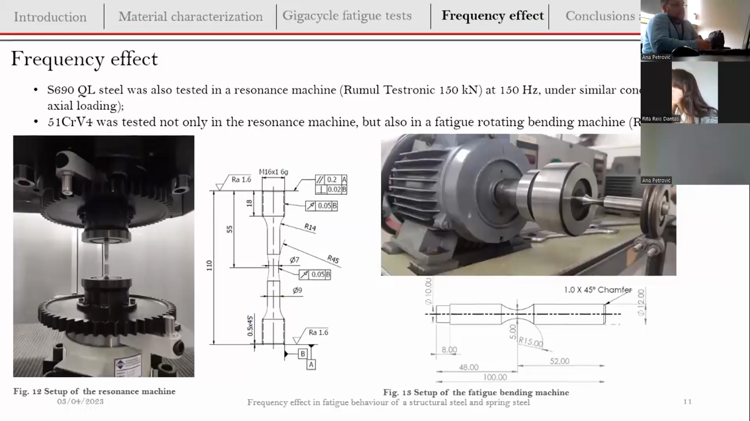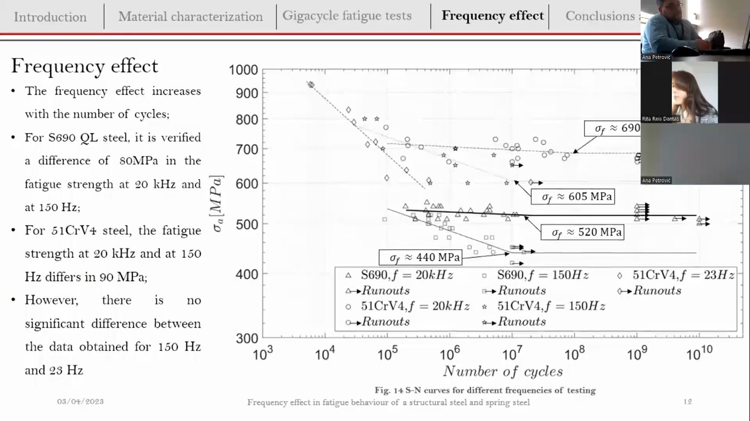Then, in order to analyze the frequency effect, we performed experimental campaigns in two more fatigue testing devices. One of them was a resonance machine that allowed us to test at a frequency of 150 hertz, and for the spring steel, besides this machine, we also used a conventional rotating bending fatigue machine, which allowed us to study at 23 hertz. So you can see here the results that we obtained for the different experimental campaigns.